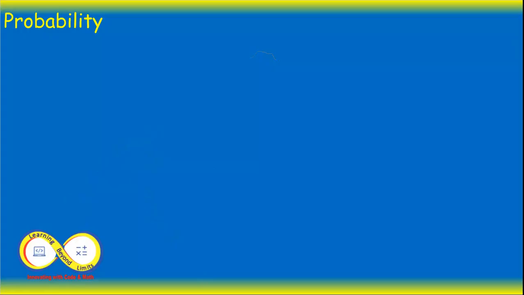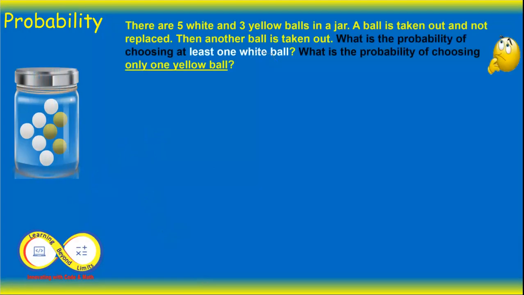Let's talk about probability and probability trees today. Here's a question. There are 5 white and 3 yellow balls in a jar. A ball is taken out and not replaced. Then another ball is taken out. What is the probability of choosing at least one white ball? What is the probability of choosing only one yellow ball?